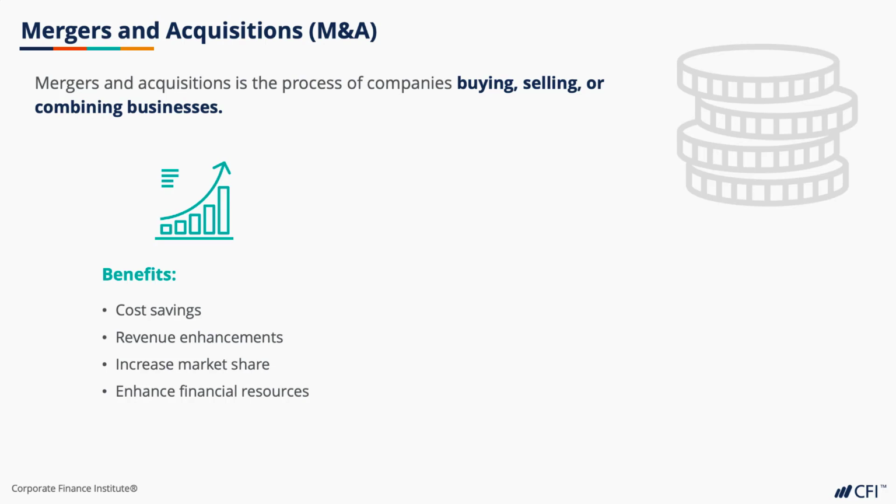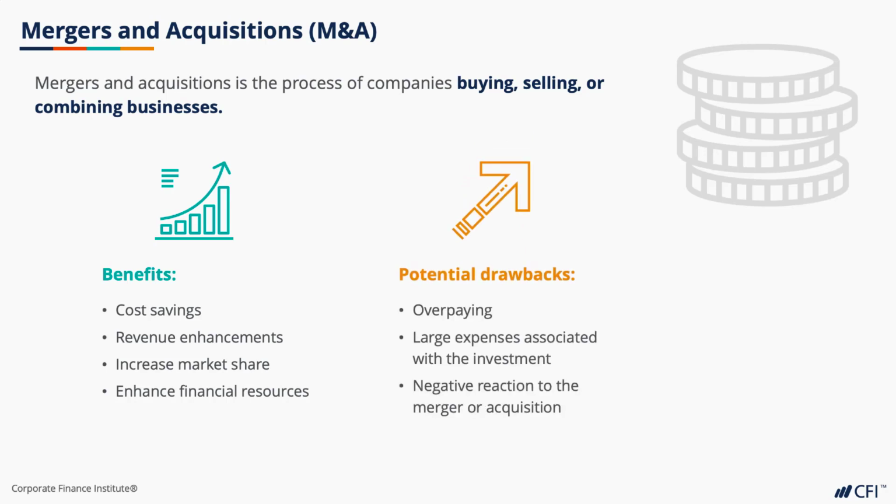But there are also some serious drawbacks and risks when it comes to M&A. The main drawbacks include overpaying for the company, the expenses that go along with making an acquisition, and finally a negative perception or negative reaction from the market for making an acquisition. In corporate finance, mergers and acquisitions are a major form of capital investment that managers and investors have to look at very carefully and are often compared to projects and other types of capital investments that companies can make.